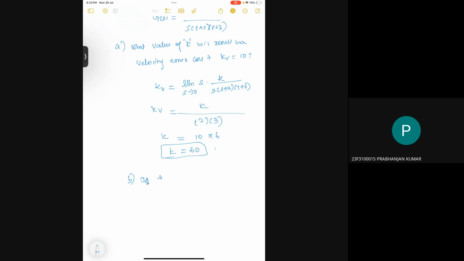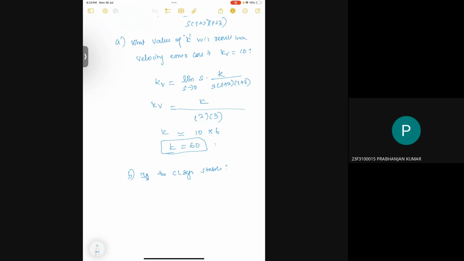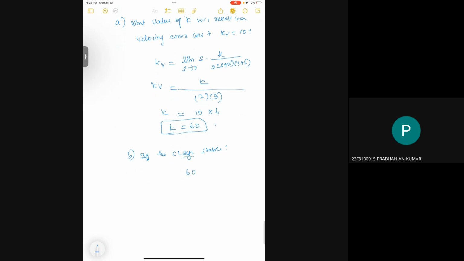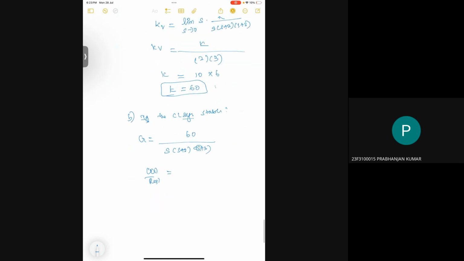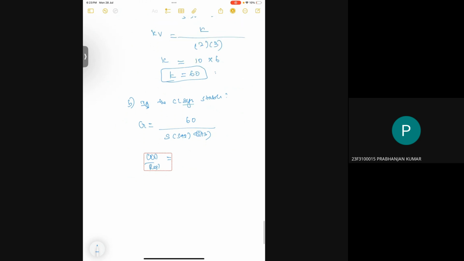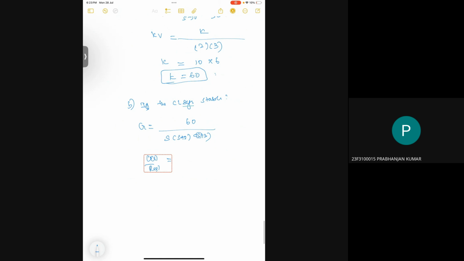Right. The next question is, is the closed loop system stable? How can we find it? Using Routh-Hurwitz criterion. So just substitute K equal to 60 here: G is 60 by s into s plus 2 into s plus 3. You have to find C of s by R of s for the closed loop system. So that will give you 60 by s cube plus 5s square plus 6s plus 60, that is, s into s square plus 5s plus 6.